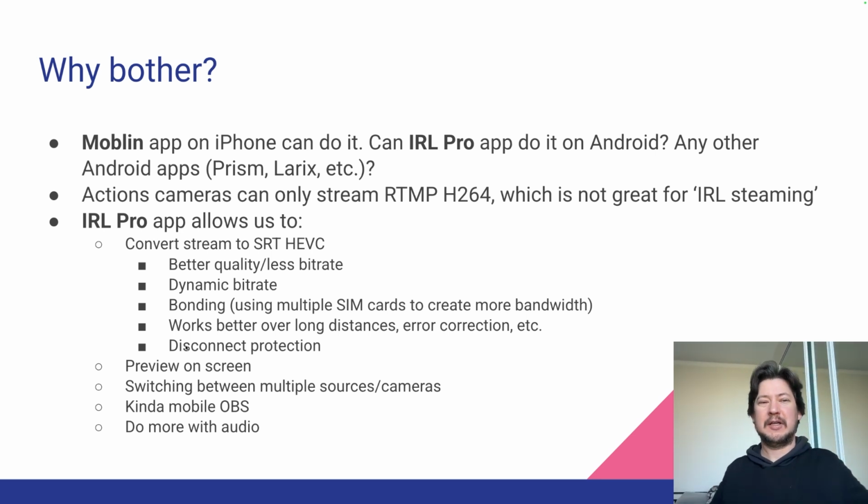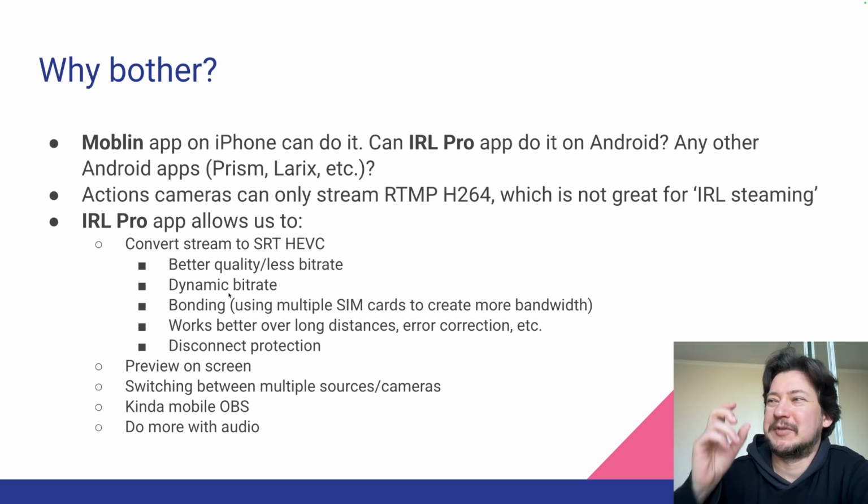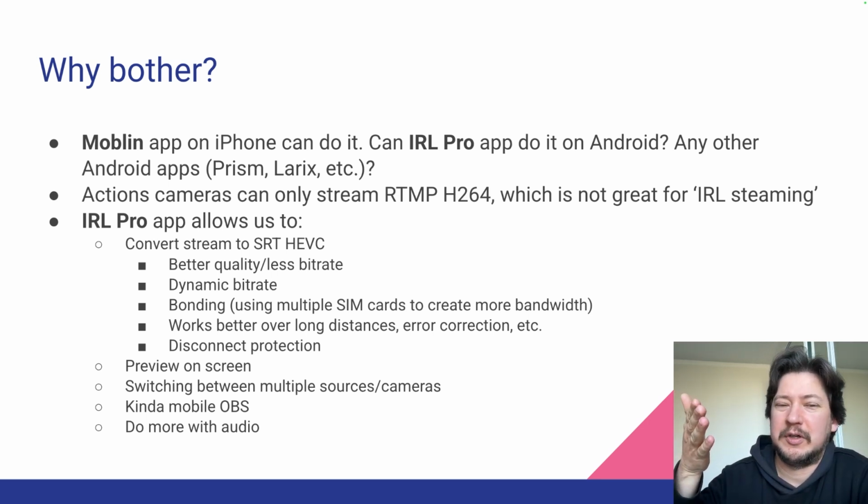And action cams can only stream RTMP H.264, which is not great for IRL streaming. IRL Pro tries to fix that, so it allows converting that stream into SRT HEVC, better quality, less bitrate, dynamic bitrate, bonding, better over long distances, error correction, disconnect protections, things like that. Plus you can also preview your camera on the screen.